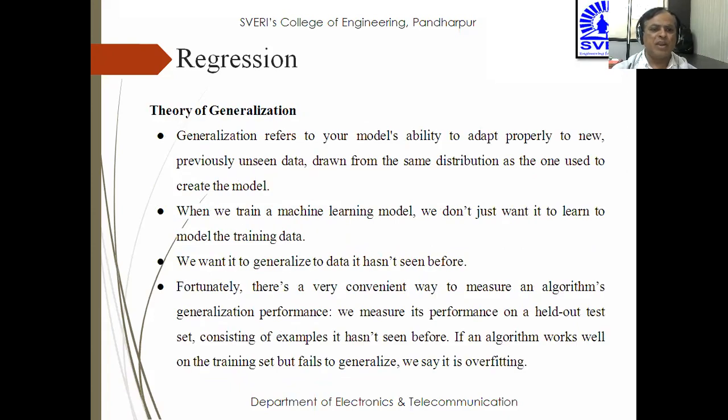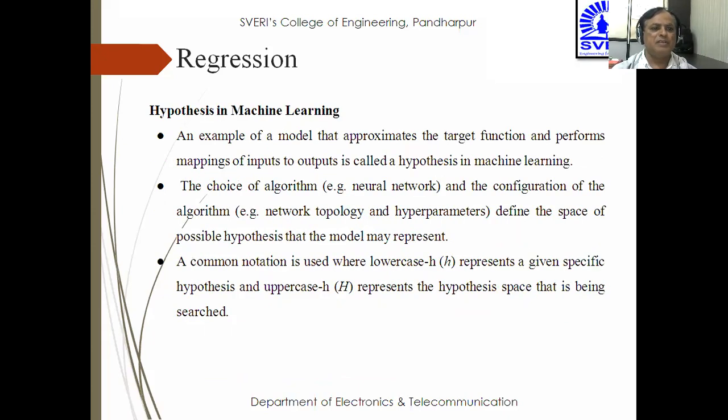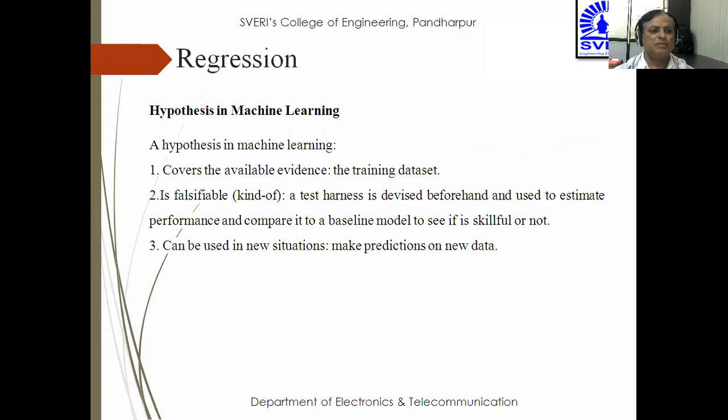Theory of generalization we have also seen. Hypothesis we have seen. In machine learning there are two types of hypothesis: lowercase h hypothesis and uppercase H hypothesis. The lowercase h hypothesis represents a given specific hypothesis, whereas the uppercase H hypothesis is the one being searched out. And these are the takeaways of the hypothesis in machine learning.